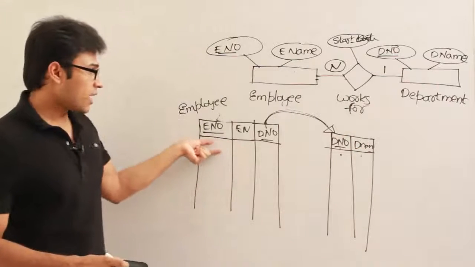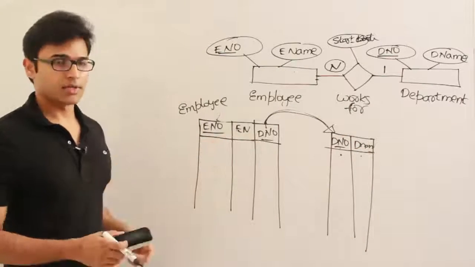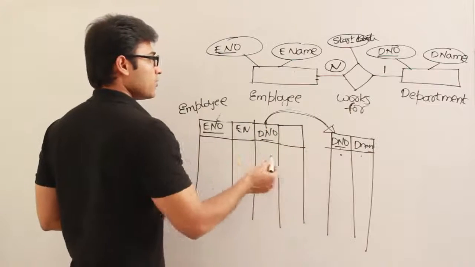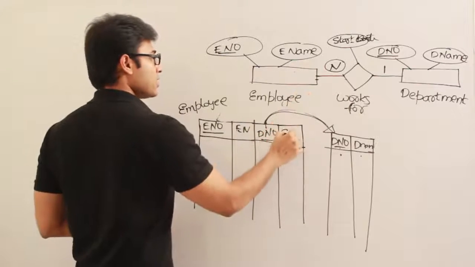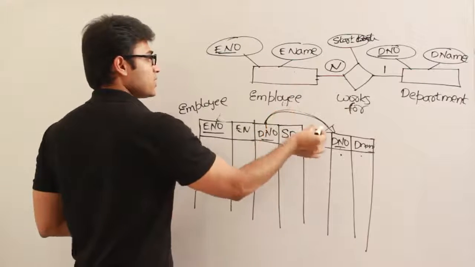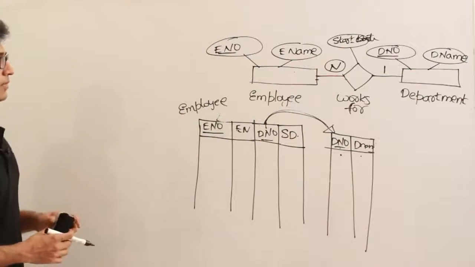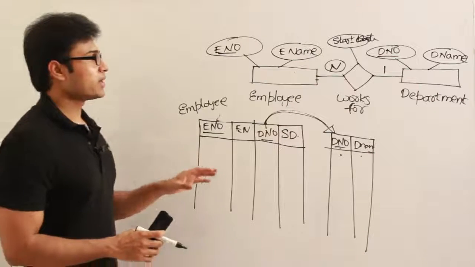But here, I can add the department name in one tuple, right? Therefore, I am going to have here this particular start date also, right? So this is how we can implement this particular relationship, right? So this is the implementation of 1 to n.